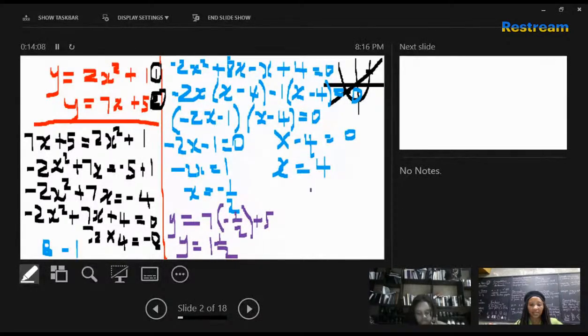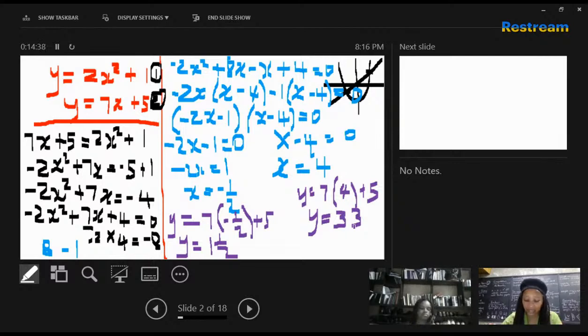All right, and when x is 4, y would be 7 times 4 plus 5. So that's y equals 28 plus 5, and 28 plus 5 is 33. All right, so this is our solution set.